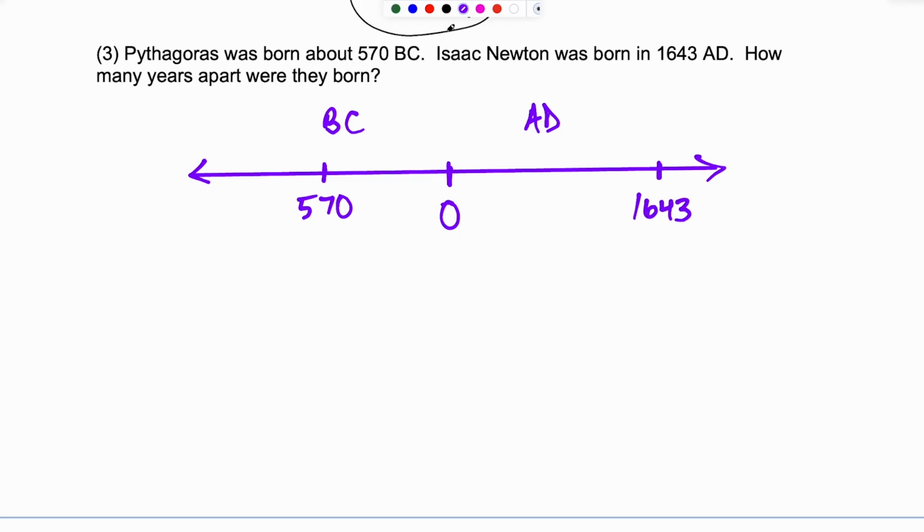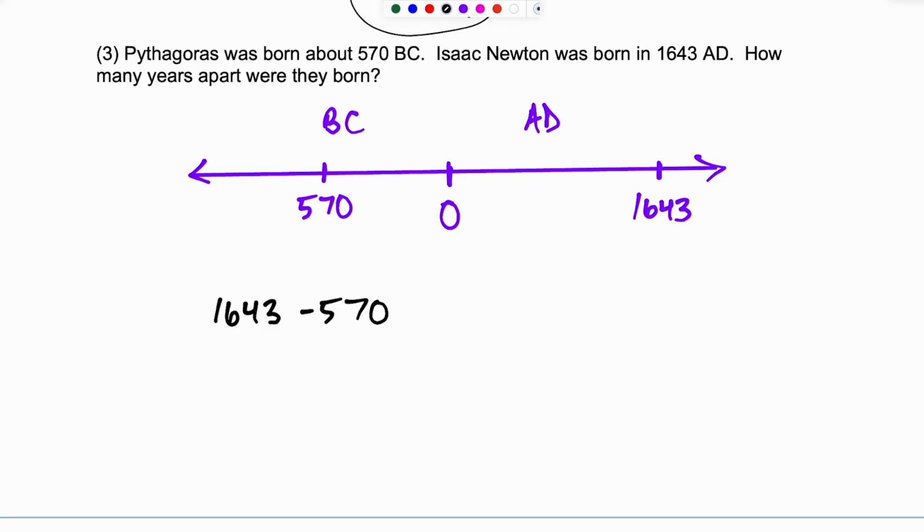So what we could do then, now that we have an understanding of what's going on, is set up an integer equation here, or an integer expression that allows us to answer the question, how many years apart were they born? So we just have to be careful though. It is tempting to say 1643 minus 570.